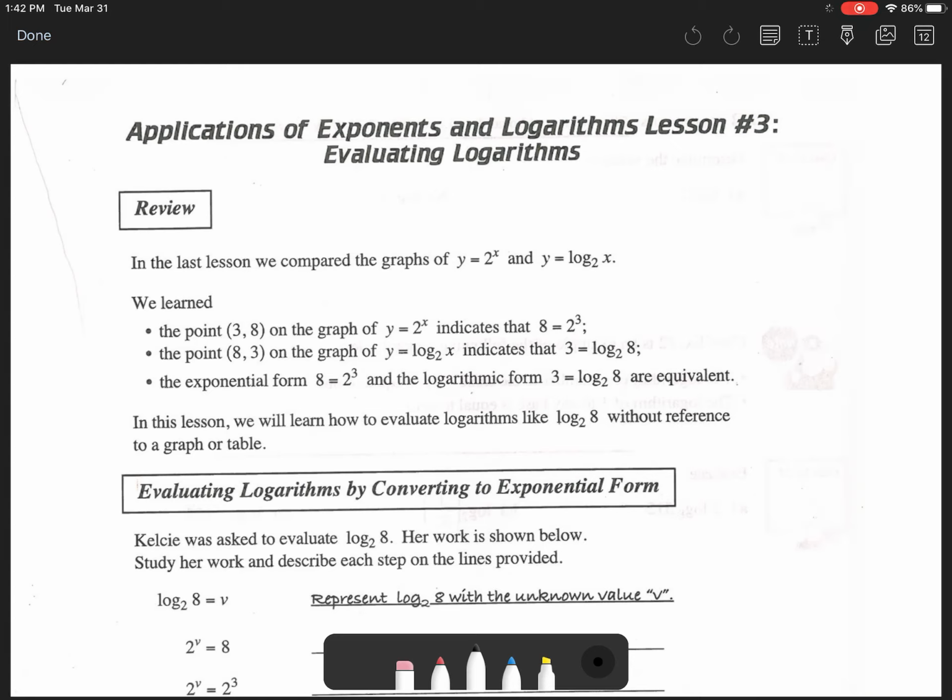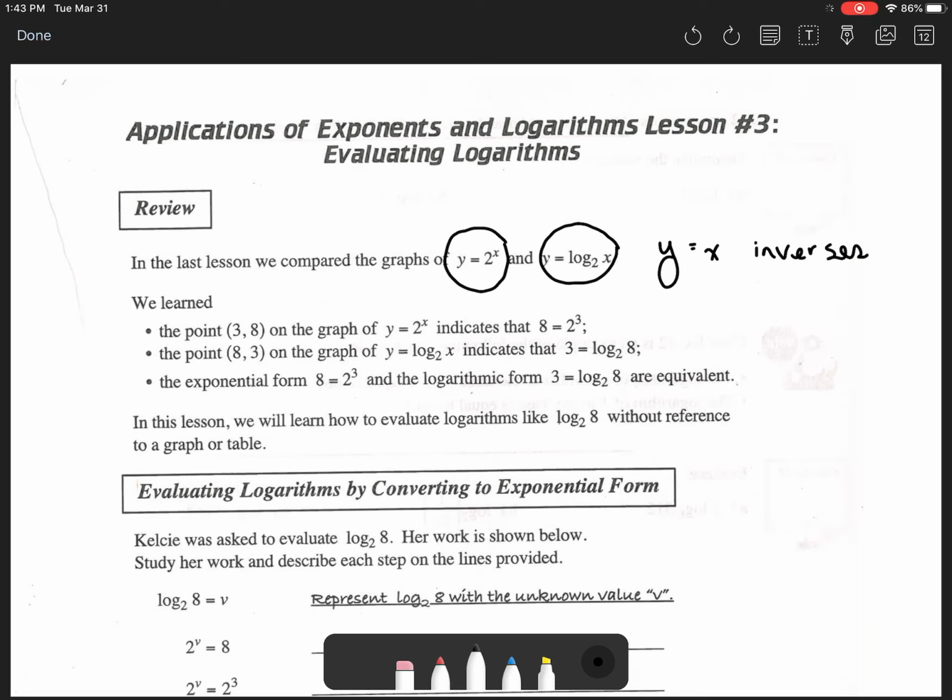Just as a review to start, they talk about the comparison between a graph like this, y equals 2 to the exponent of x, which is an exponential function, and the graph y is equal to log base 2 of x. Remember that when we're comparing those graphs, they are reflections of each other in the line y is equal to x, and when we are talking about their equations, they are inverses of each other, which means the x's and y's are interchanged. So again, the domains and ranges are also interchanged.